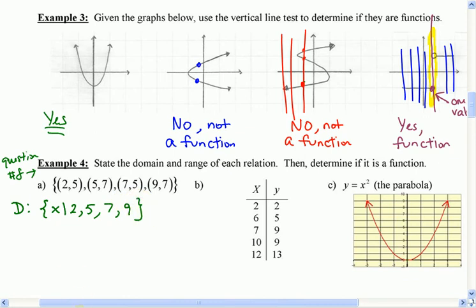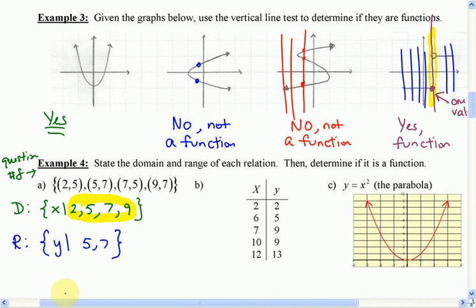I know some people will just say list them out, and if you just wrote down 2, 5, 7, 9, that's okay as well. I think in the back of your textbook they do the formal way, so I'll write it the formal way as well. Okay? How about the range, dear friends? 5, 7. Do we have to copy them twice? No. So just write down 5 and 7. That's perfectly fine.